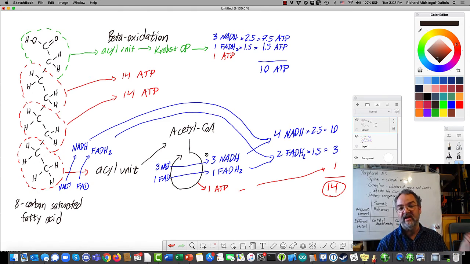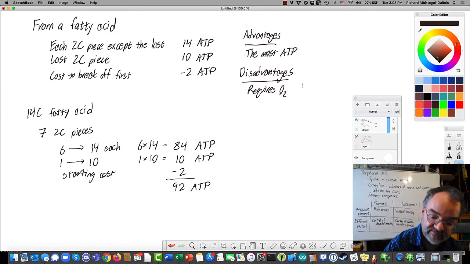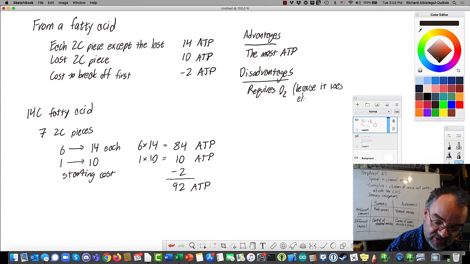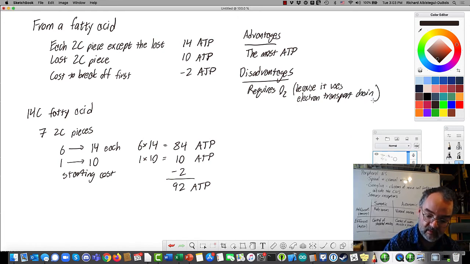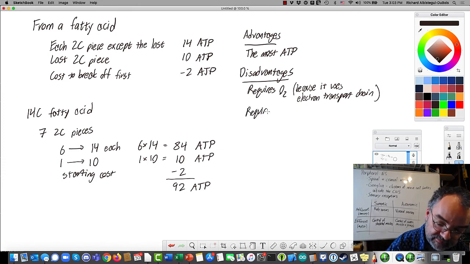The Krebs cycle and the ETC that we used to metabolize the NADH and FADH2, same stuff that we used in glucose. So it has some of the same requirements. So this requires oxygen, because it uses the electron transport chain. It requires the mitochondria. So it's effectively an aerobic process.